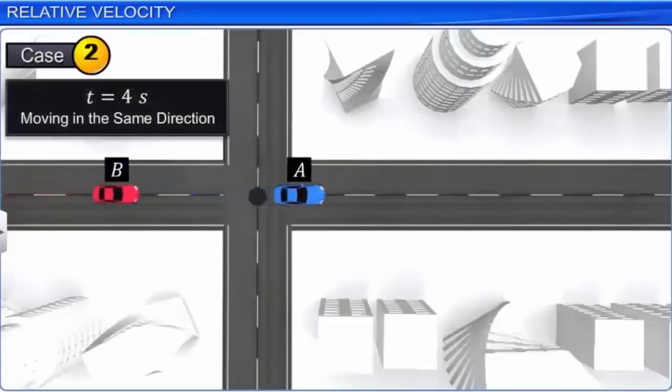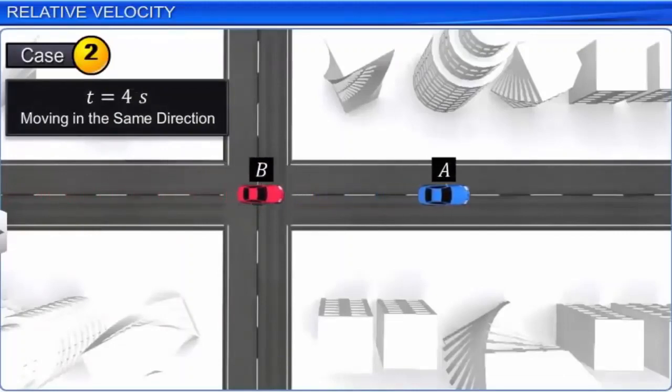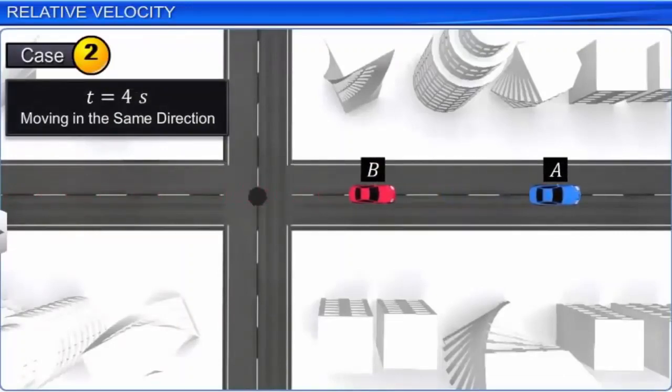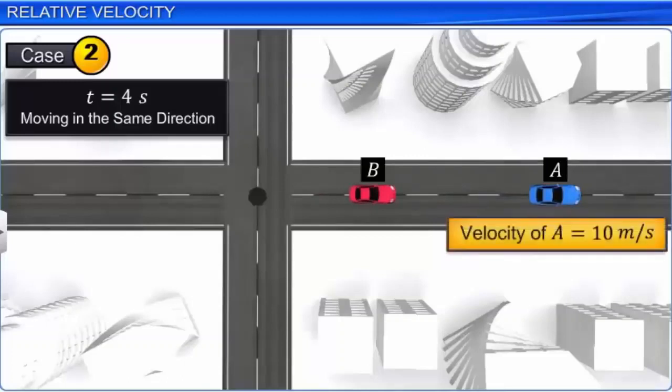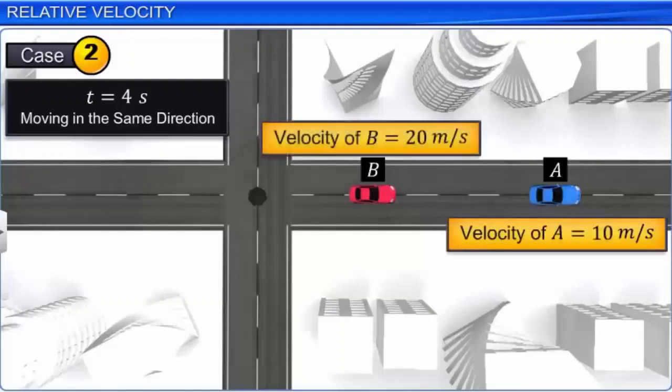Case 2. The position of the cars at initial observation is the same as in case 1. Now, car A has uniform velocity of 10 meters per second, and car B has uniform velocity of 20 meters per second.